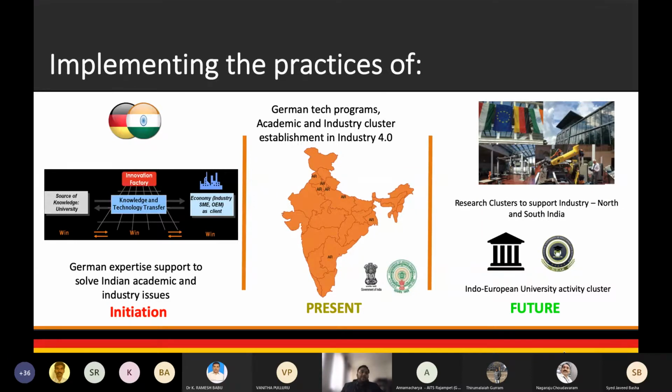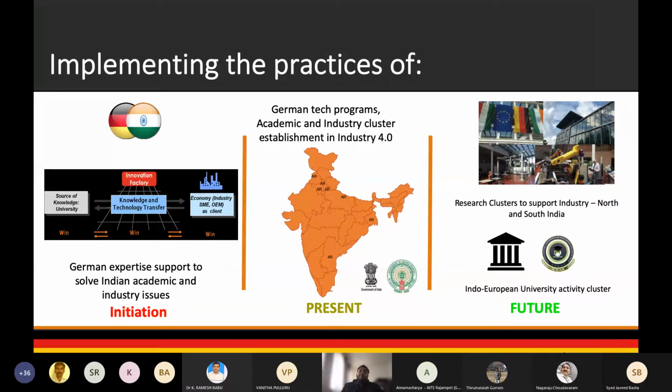Then in the present scenario, with the support of the Indo-German governments and creating this kind of Industry 4.0 thing, we are able to have some kind of footprint in India with German technology. In the future, what we are doing is creating some kind of university cluster, where all this technology, what you are talking about today, the new advancements and adaptations, this is the funnel we are proceeding with.